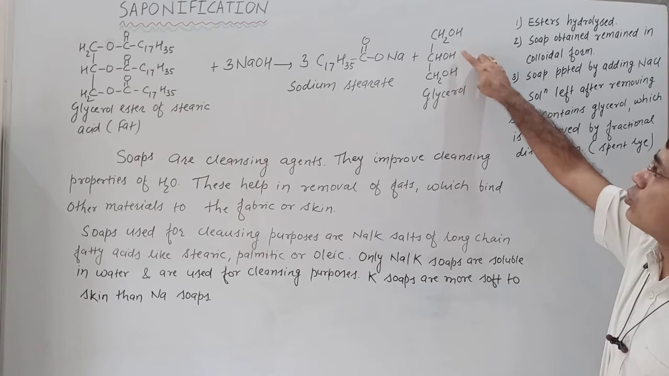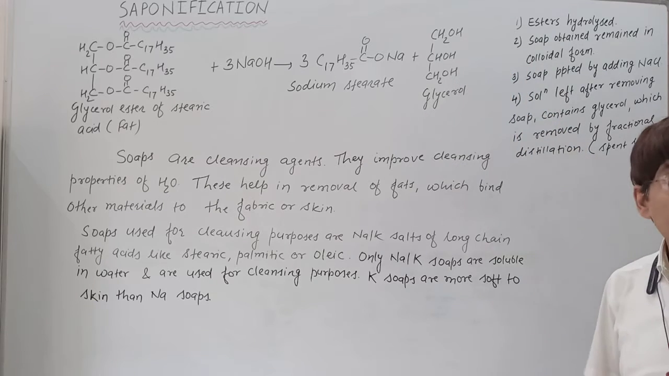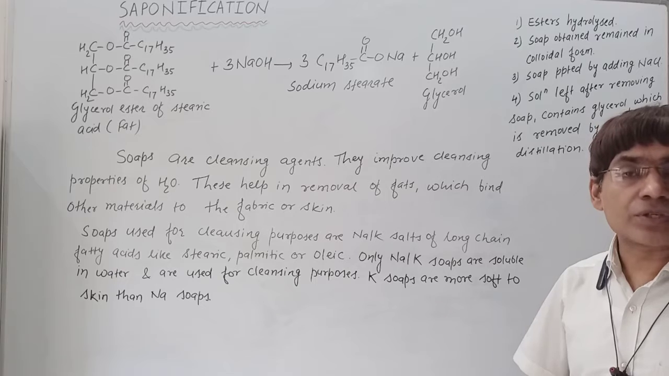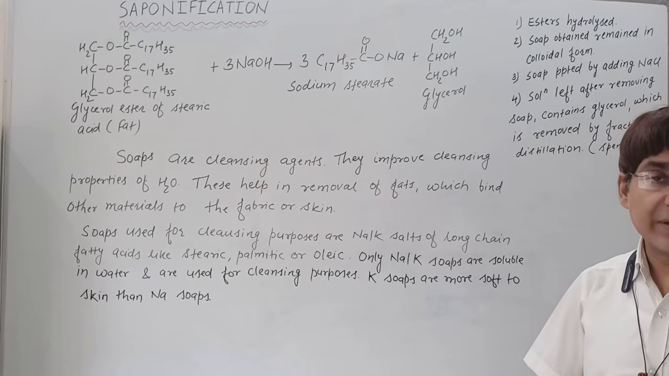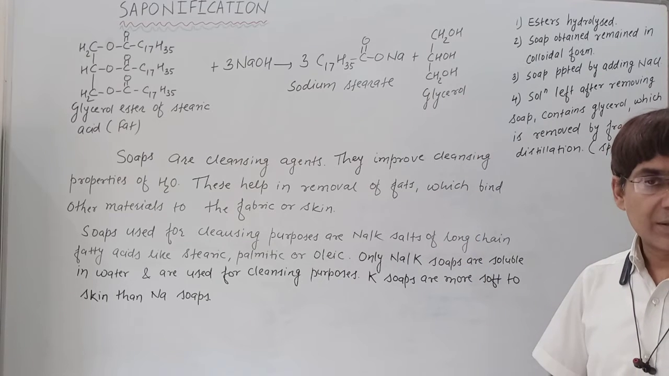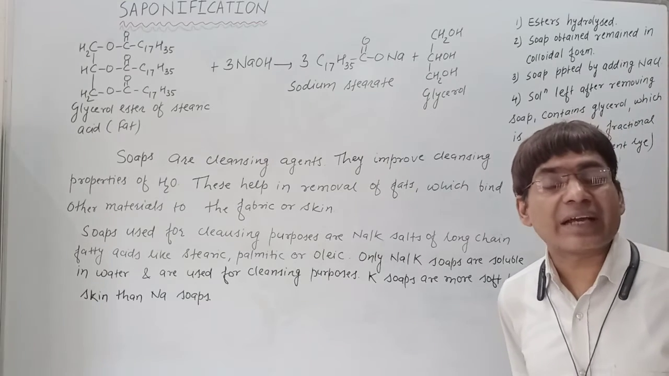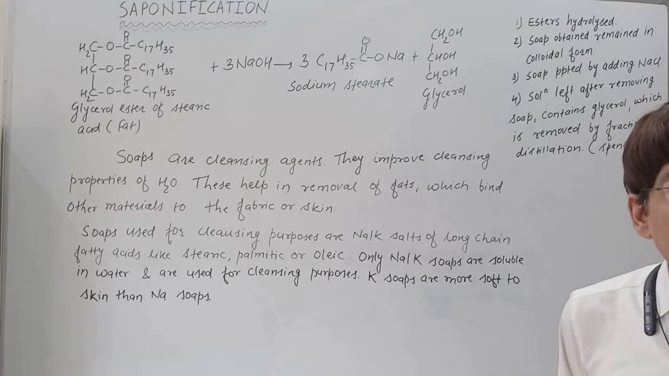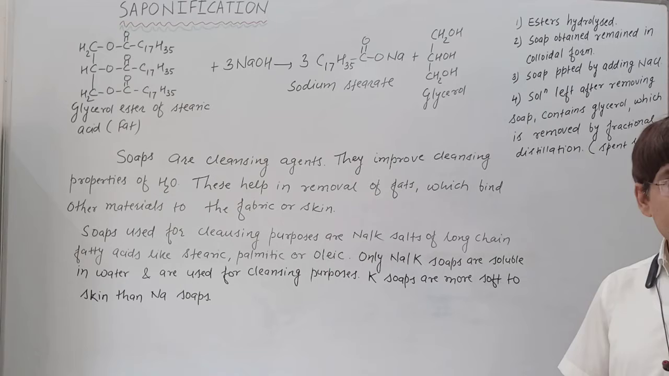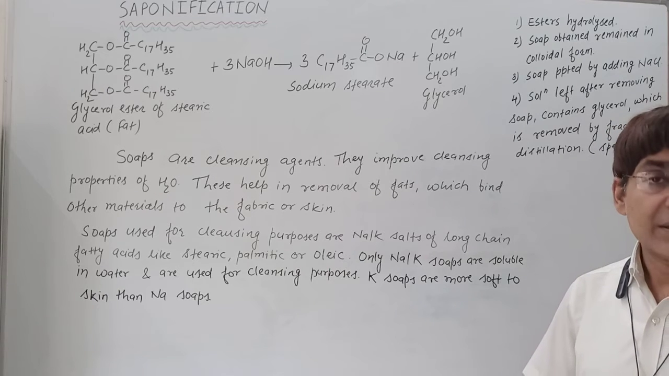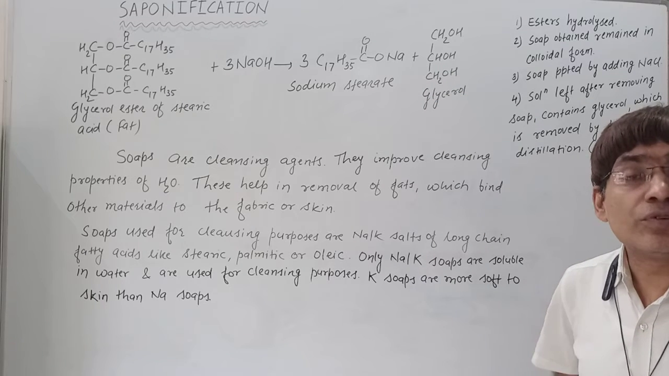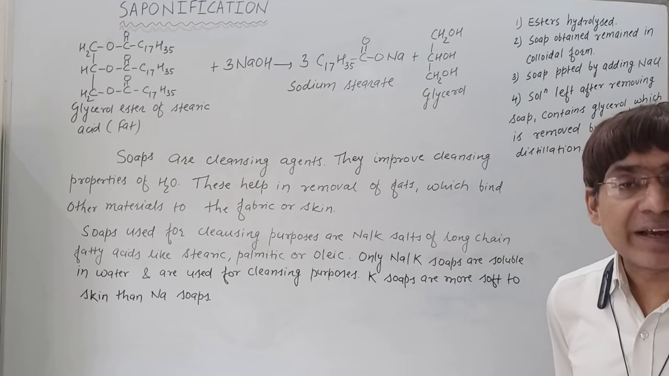Glycerol is CH2OH, CHOH and CH2OH. This is a trihydric alcohol, as it contains 3 OH groups. This trihydric alcohol reacts with long chain fatty acids, which are carboxylic acids containing more carbon atoms. Stearic acid, oleic acid or palmitic acid are long chain carboxylic acids. When these react with glycerol, they form triesters of glycerol. These are fats.